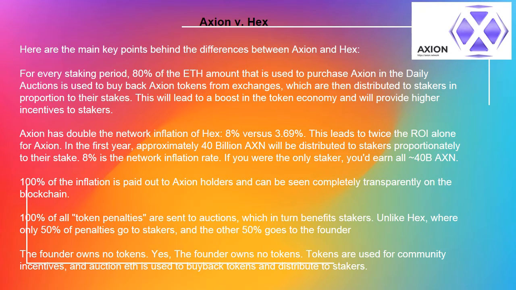100% of all token penalties are sent to auctions, which in turn benefits stakers. Unlike Hex, where only 50% of penalties go to stakers, and the other 50% goes to the founder. The founder owns no tokens. Yes, the founder owns no tokens. Tokens are used for community incentives, and auction ETH is used to buy back tokens and distribute to stakers.